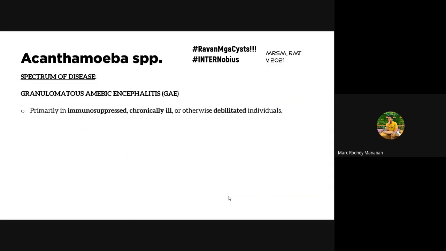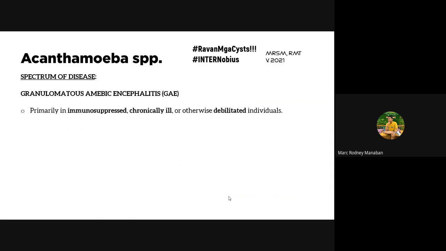Okay, now we go to the disease. These are the diseases it can cause. And the first of that is, of course, granulomatous amoebic encephalitis. So it causes GAE once it reaches your brain. Now, your GAE is usually most common among immunocompromised, immunosuppressed patients, or those that have had an underlying condition for the longest time, chronically ill or debilitated. Those that are bedridden, really, who can no longer stand up and all that.